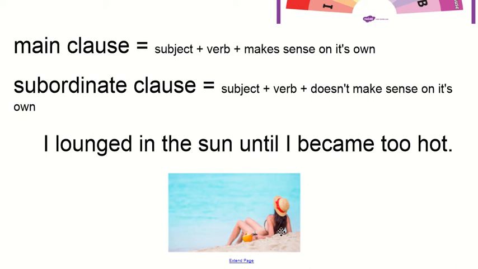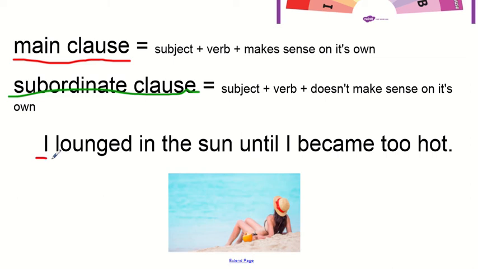So let's have a look at our sentence. I lounged in the sun until I became too hot. Can you spot, Year 5 and Year 6, the main clause in this sentence and the subordinate clause? I'm going to give you a few seconds to have a think. Shall we start with the main clause then?